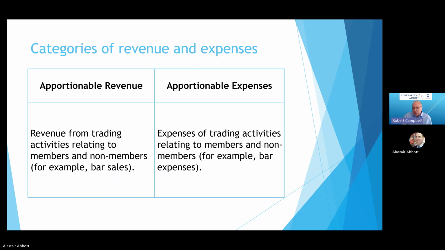Now we have apportionable revenue. In other words, it has to be split between mutual and non-mutual. For example, from trading activities between member and non-member, the bar sales have to be split between member and non-member activities. This is if you can't meet the definition of the 8 categories. Apportionable expenses, expenses from trading activities relating to members and non-members. Again, for example, bar expenses, the cost of goods sold have to be split.